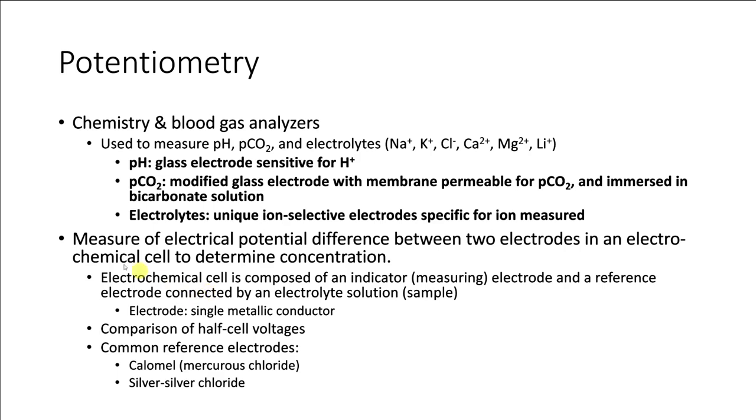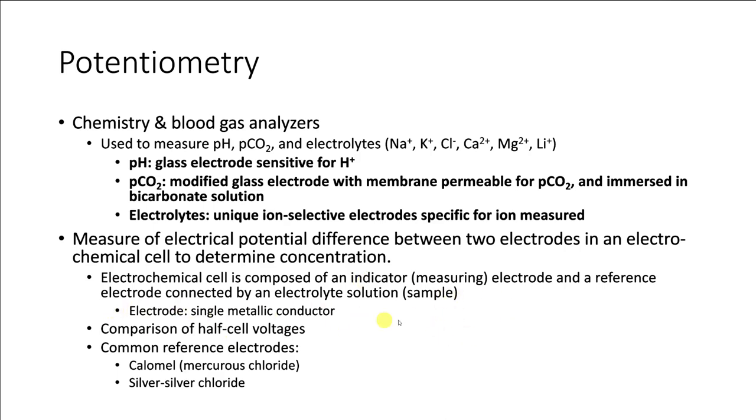So what happens at potentiometry is it measures the potential difference between two electrodes in an electrical chemical cell to determine concentration. Basically, we're just measuring potential. We're measuring basically how strong of a difference between the two reactions are in order to get to our concentration. Electrical chemical cells are made up of an indicator or a measuring electrode and a reference electrode, which is measured by electrolyte solution, usually the sample.